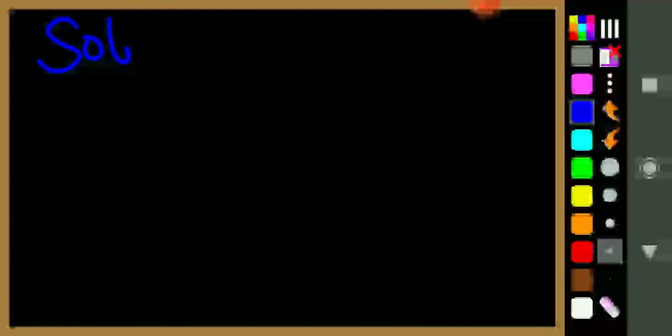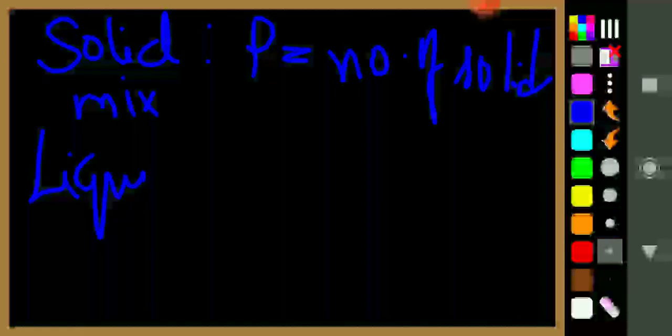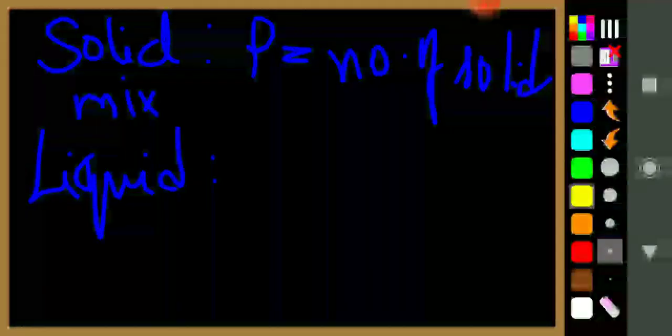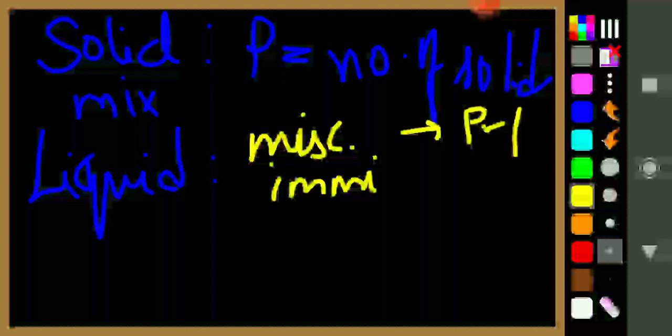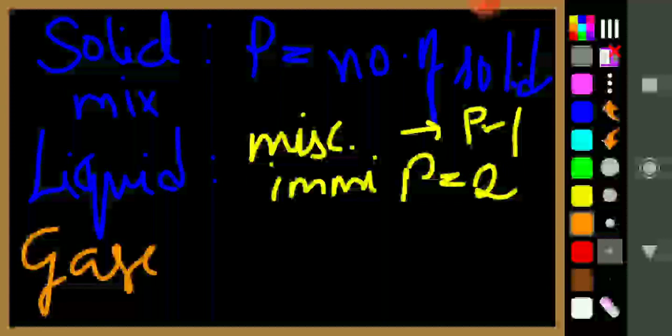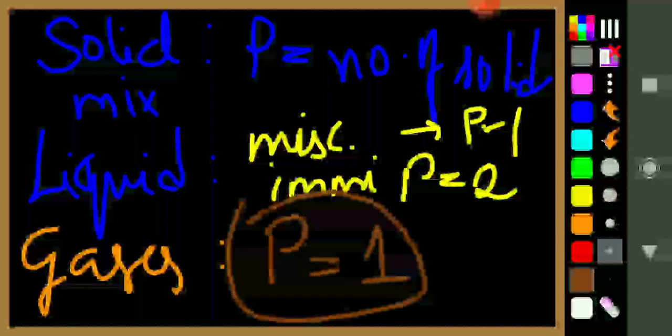If it is a solid mixture, phase equals number of solids. Liquid, it depends on whether it is miscible or immiscible. If it is miscible, phase will be 1. If it is immiscible, phase will be 2. And coming to the gases only, phase will always be equal to 1. Okay. Now let us take the example.